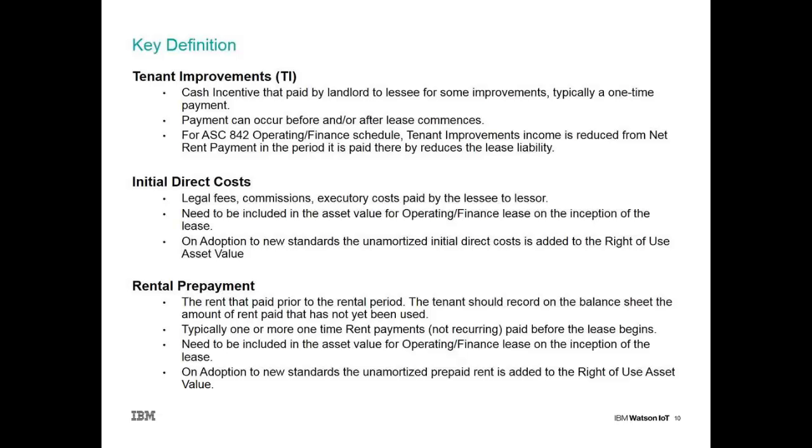So for the ASC 842 standard, for operating and finance schedules, the TI is reduced from the net payment in the period that it is received. This will reduce the lease liability. The next value is the initial direct cost. The initial direct cost is the legal fee, like commission, executory costs, paid by the lessee to the lessor.